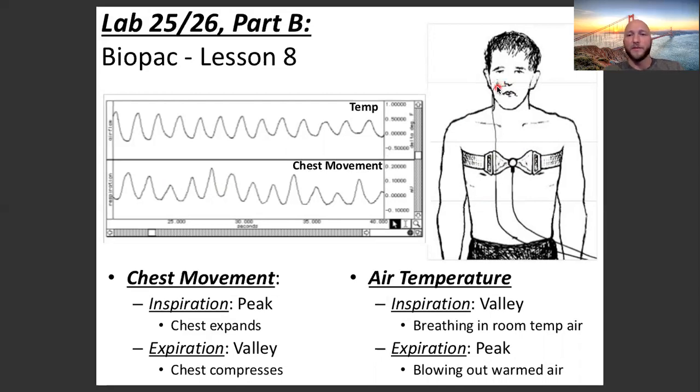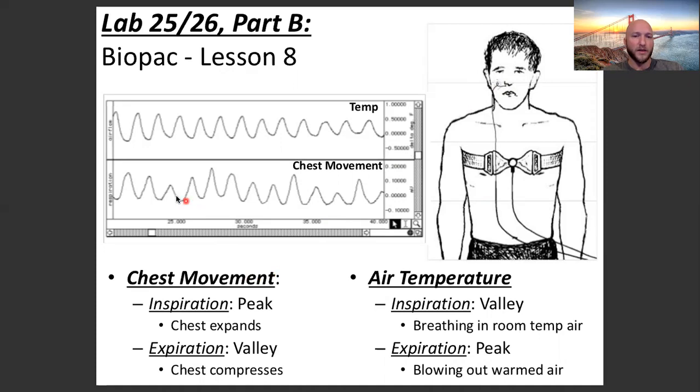We're then going to have them hyperventilate, fast, shallow breaths, and then hypoventilate, hyperventilate, fast, deep breaths, hypoventilate, shallow, slow breaths.